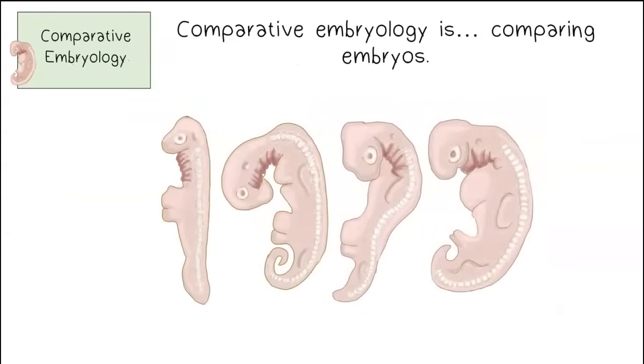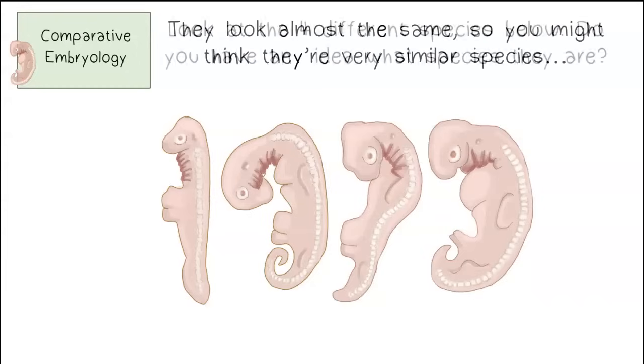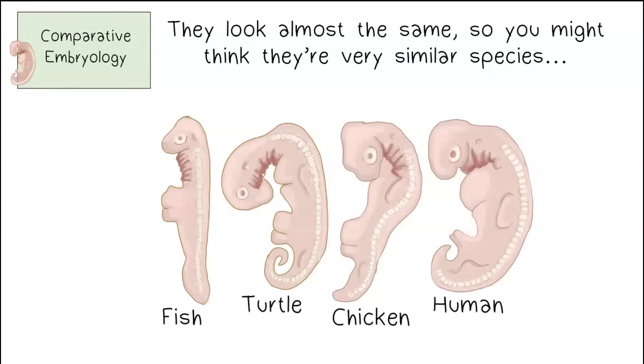Comparative embryology is comparing embryos. Look at the 4 different species below. Do you have any idea what species they are? Well, they look almost the same, so you might think they're very similar species, but these actually represent the embryos of a fish, turtle, chicken, and human.